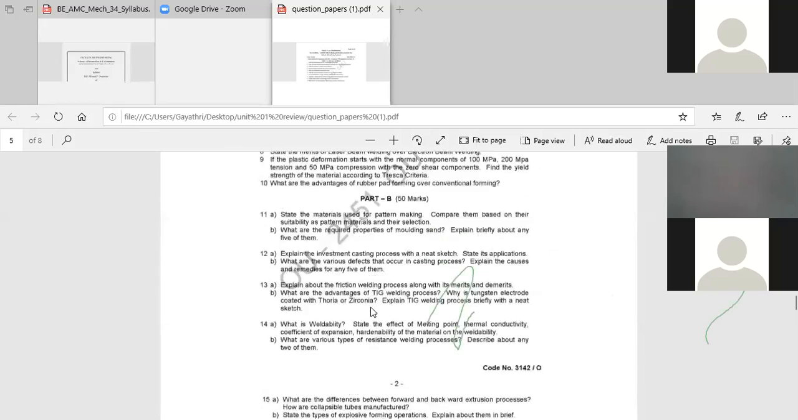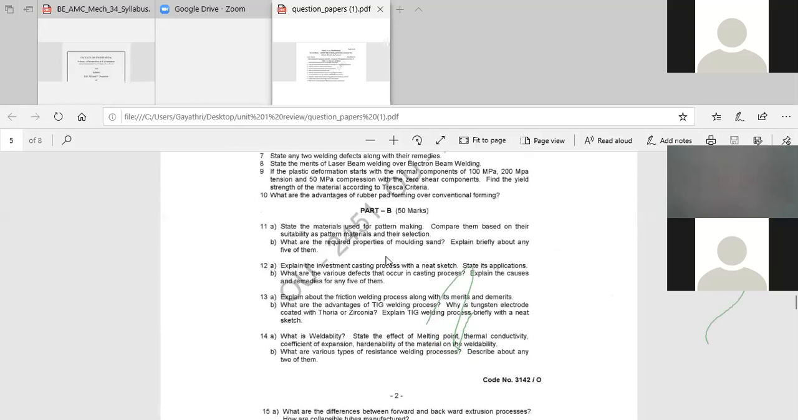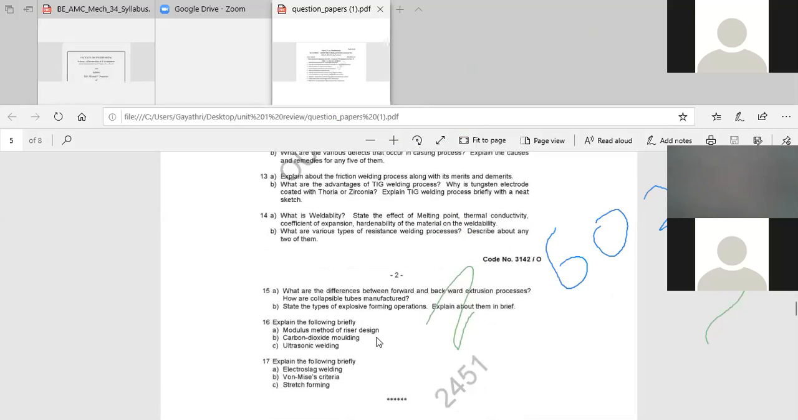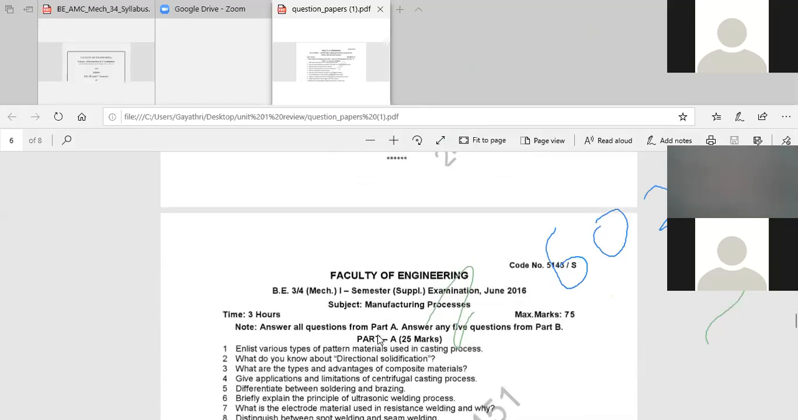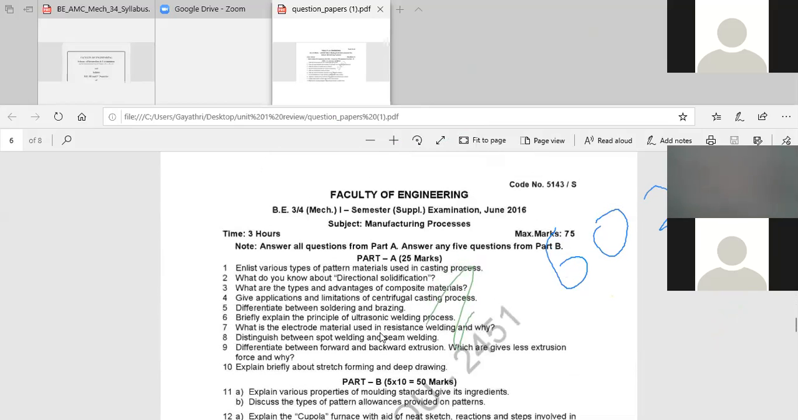And then 2016, 11A, right? They ask you to state the materials used for pattern making. So you should write different types of pattern materials, then compare them based on their suitability. So you just write why we have to use wood, why not metal, write the differences. Then 11B, they ask you to write about properties of sand. Again, it is repeated. Okay, that's it from 2015 and 2016.